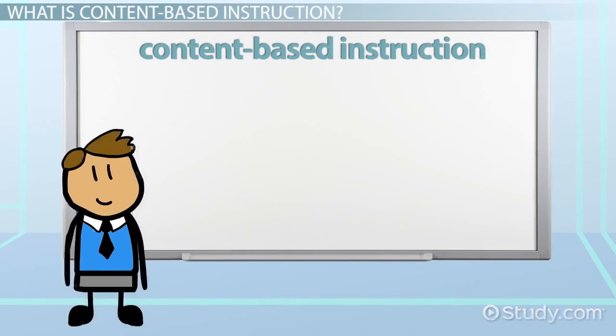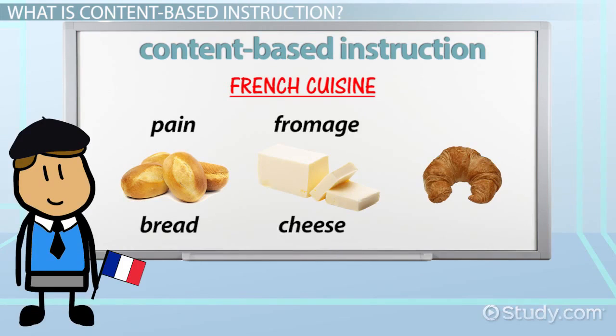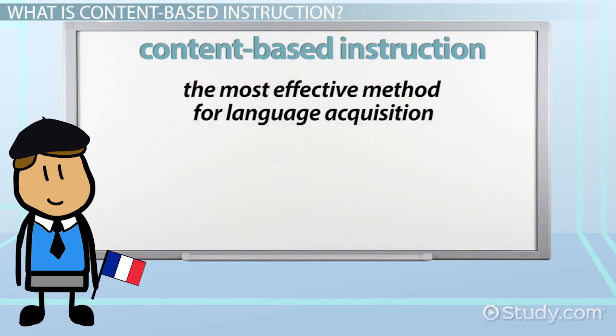For example, students might have a lesson on French cuisine. This would focus on the French diet and would naturally introduce words such as pain, or bread, fromage, which means cheese, and croissant, in a meaningful way because the words are presented within the context of the content. This helps students make logical connections between ideas, words, and objects. Proponents of content-based learning believe that this approach is the most effective method for language acquisition.